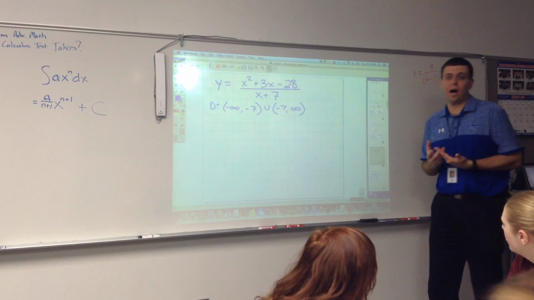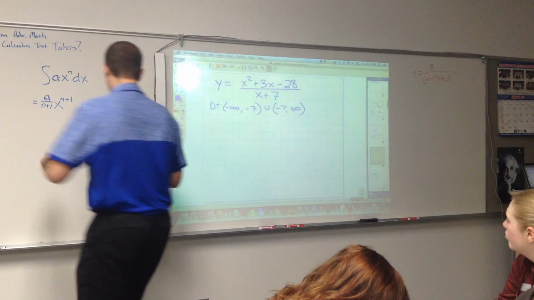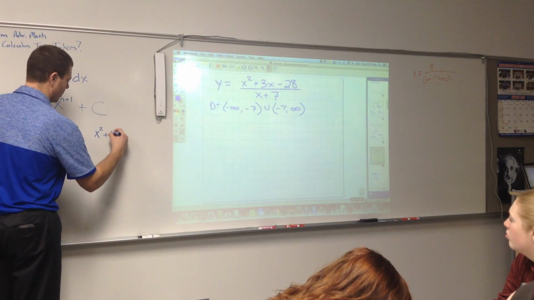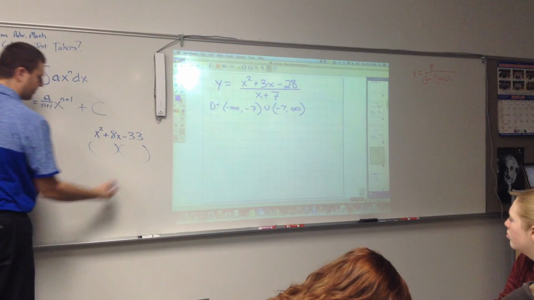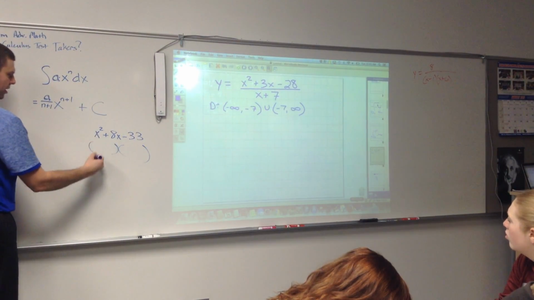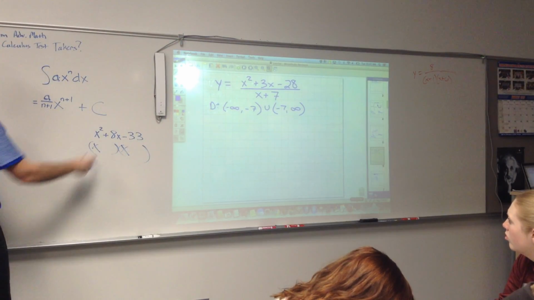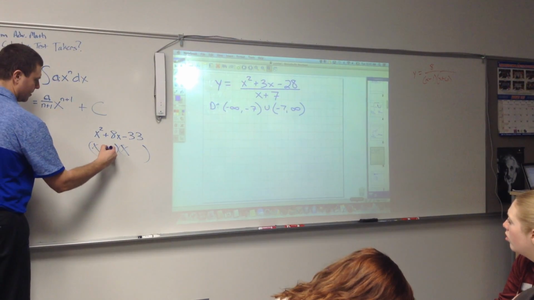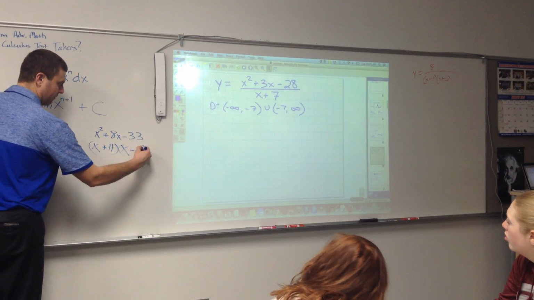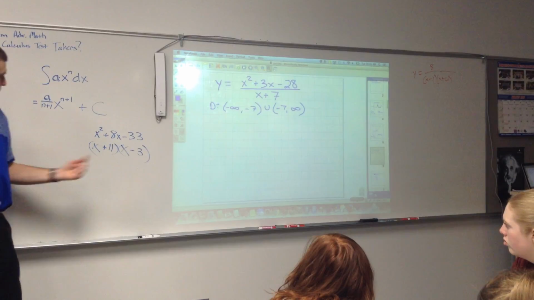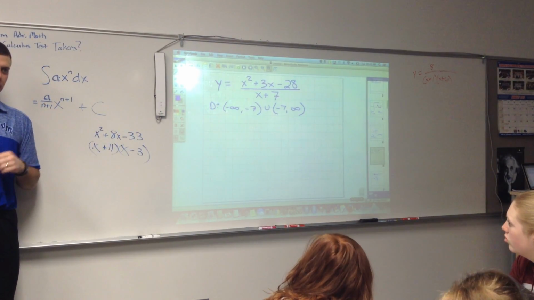Now let me show you why it's a line. Do you recall factoring? What times what gives you x squared? X times x. What two numbers multiply to negative 33 and add to 8? Positive 11 and negative 3. Those are the two factors that would multiply together to get this quadratic trinomial.